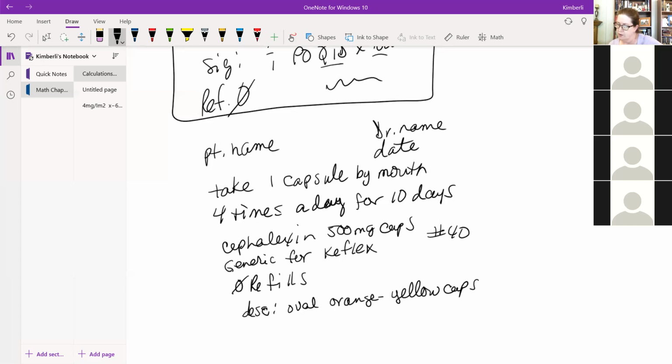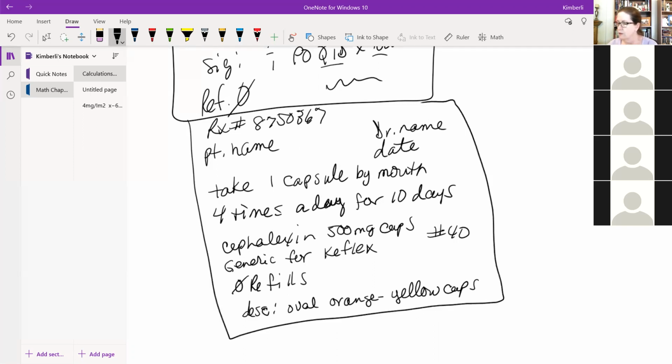Okay, so let's see, we've got the date, we've got the patient name, the doctor name, the directions, the name of the drug and strength, whether it's a generic, how many refills. So in total with all of this, we have to have a prescription number too. So it'll have a prescription number on it. And so that's the number that it's stored in the computer under, is by the prescription number. So then this is the label for the bottle that the patient gets. And it might also say Wyeth or whoever the drug company is that makes the drug.